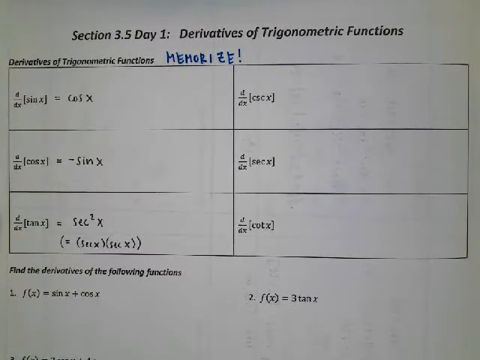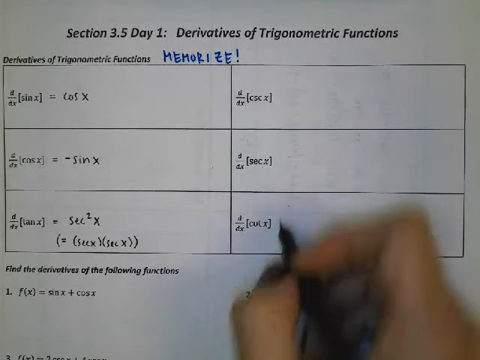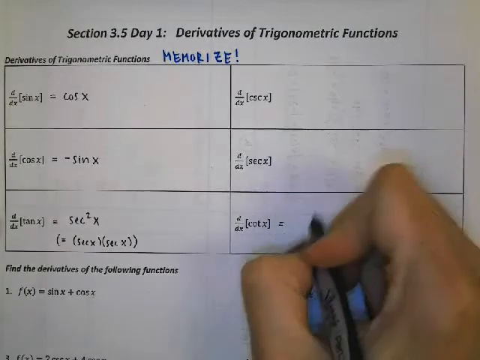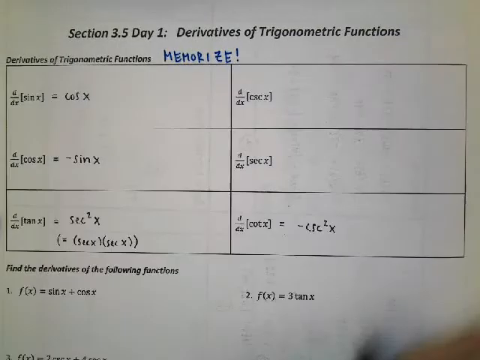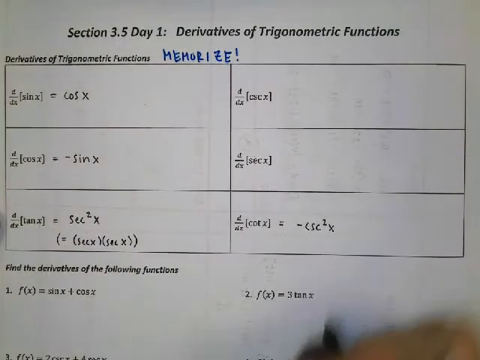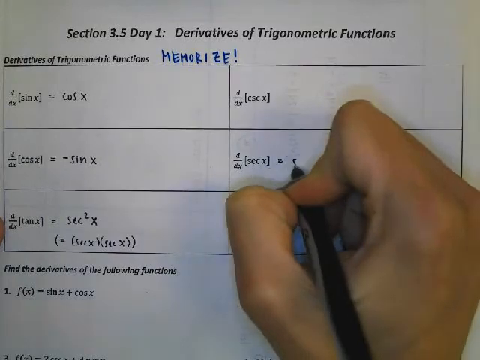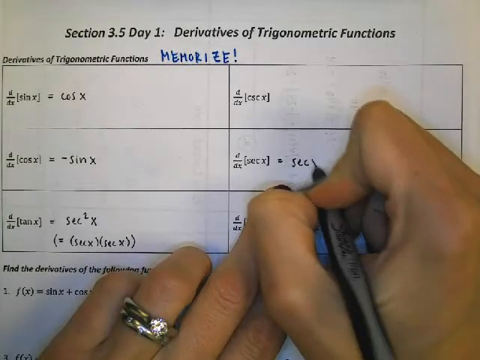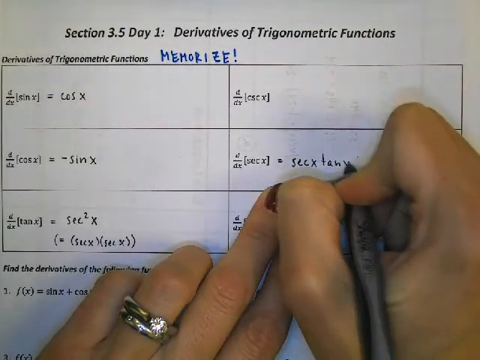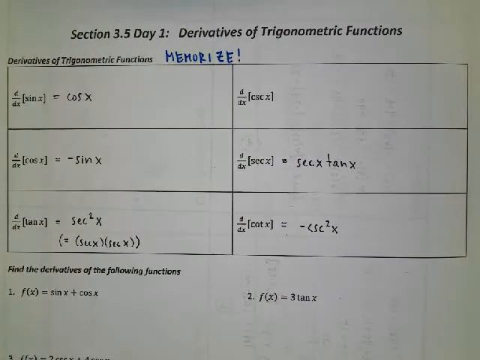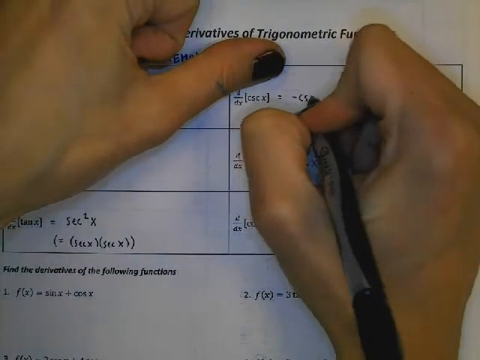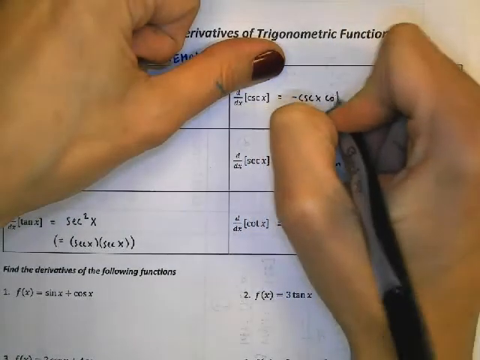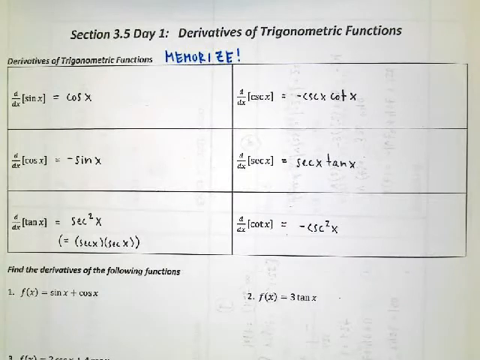Okay, so derivative of, I'm going to jump down here, cotangent of x is opposite cosecant squared of x. The derivative of secant x is secant of x times the tangent of x. And last but not least, we have the derivative of cosecant of x, which is the opposite of cosecant of x times cotangent of x.